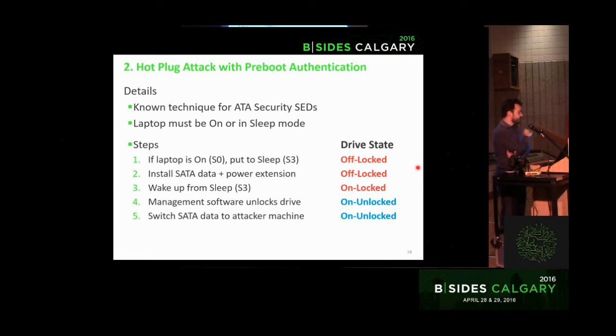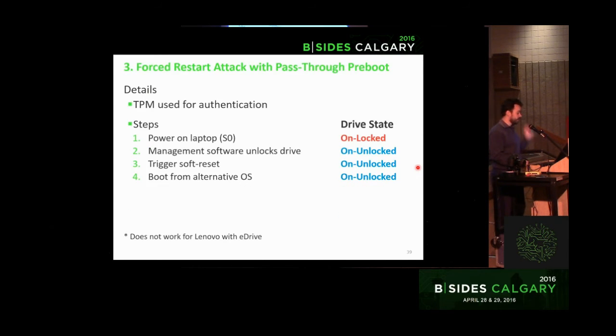So basically what we will do is, if the laptop is on, we'll just put the laptop in sleep mode. Then when the laptop's in sleep mode, we will install the extension cables again. And then we'll just wake from sleep to have the laptop unlock the drive. And then when the drive is unlocked, we'll just switch the SATA data connection from the laptop to our actual computer. So pretty much simple as that. And we'll have access to the drive as well.